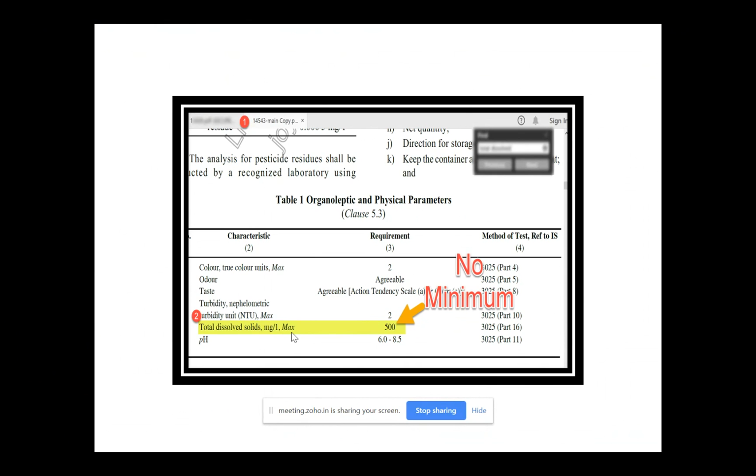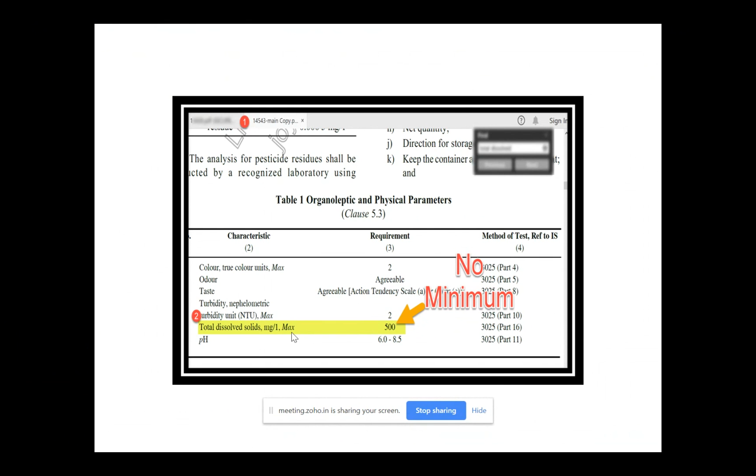Dissolved means it appears to be dissolved. It's not truly dissolved, but with the human eye we cannot see it. That is why we call them dissolved solids. These dissolved solids are measured, and this is the quantity of that. So 500 milligrams per liter maximum is allowed as far as packaged drinking water is concerned.